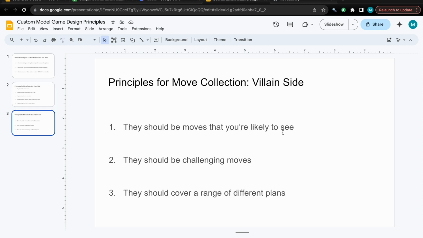And then principles for the move collection for the villain side, the opponent side. That's going to be moves that you're likely to see. That's the single most important thing. You want to make sure that you are trying to get good ideas for positions that are likely. And the second thing is they should be challenging moves.